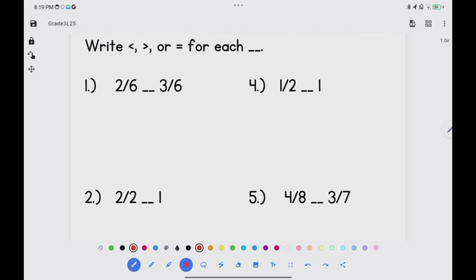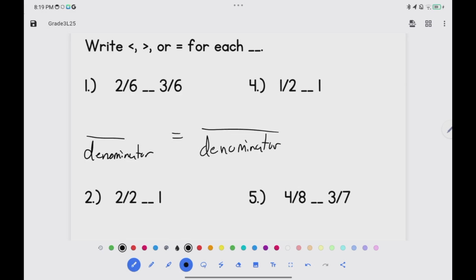The way you want to compare fractions, which is what these are, is you want to make the bottom number, the denominator, equal to the other number's denominator. And then you can just directly compare the numerators. Now that's a lot of big words, so I'll give you a specific example.